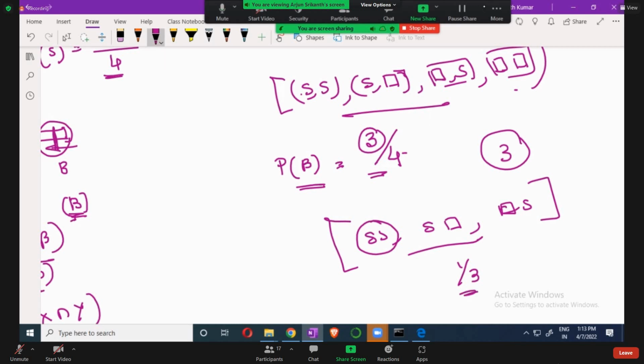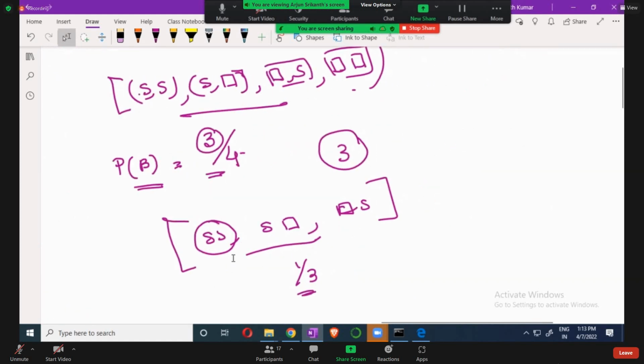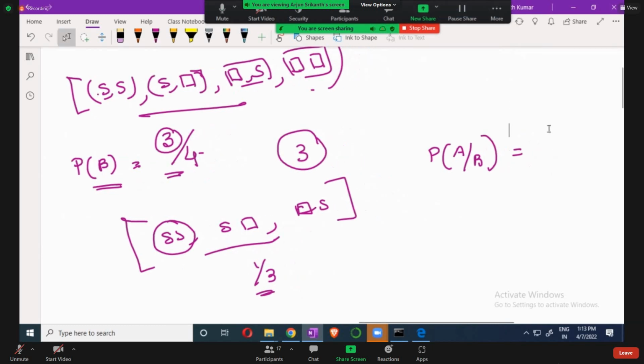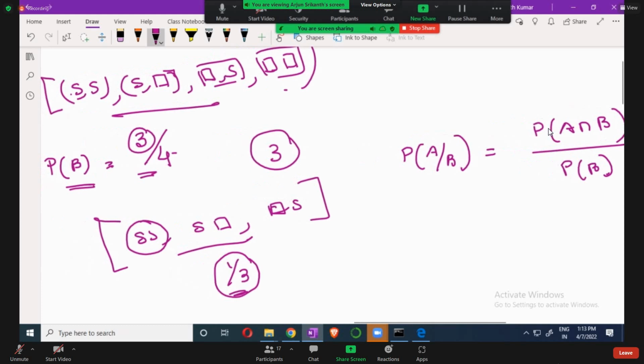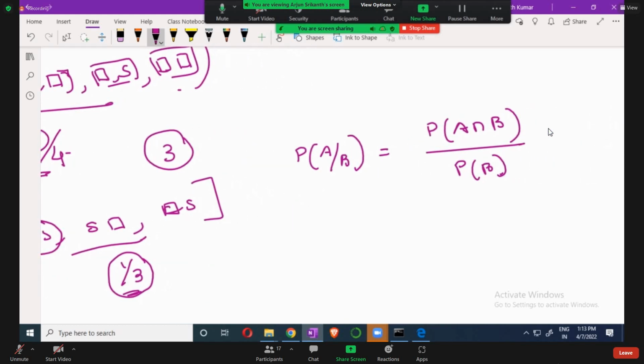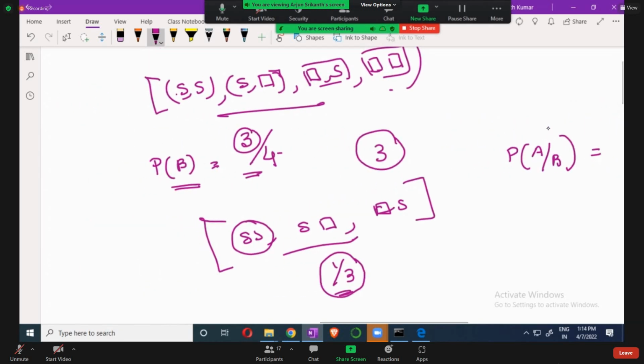Now this can also be written as the probability of A by B is equal to the probability of A intersection B divided by the probability of B. Now the probability of A intersection B is nothing but 1 by 3. How do you get it? The probability of getting only A is 1 by 4, right? The probability of getting 2 SS means 1 by 4.